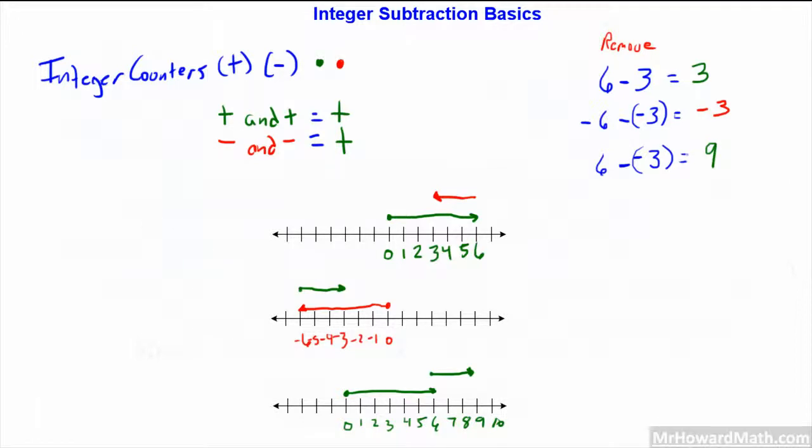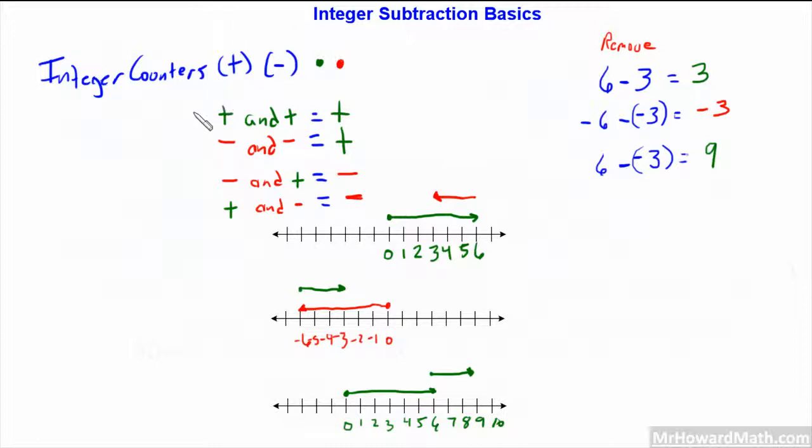Alright, so now we need to establish different. So negative and positive equals negative. Okay, and then positive and negative is going to be the same. Positive and negative equals a negative again. Okay, so those are our different cases.